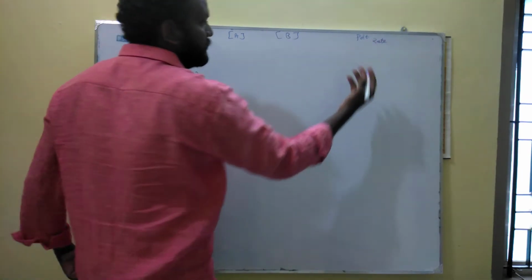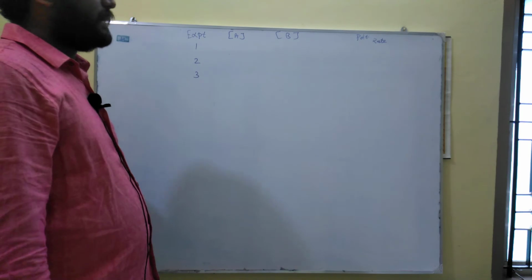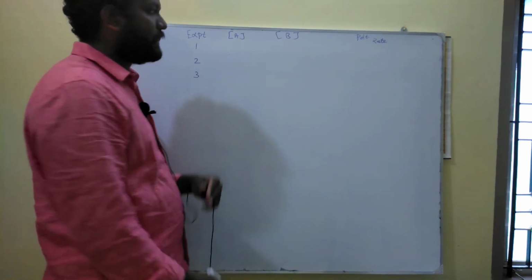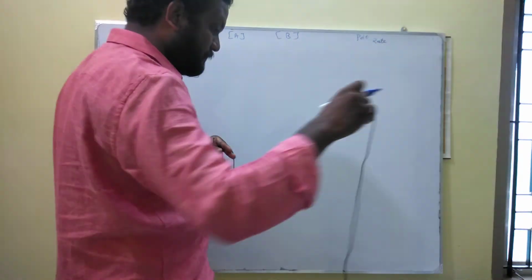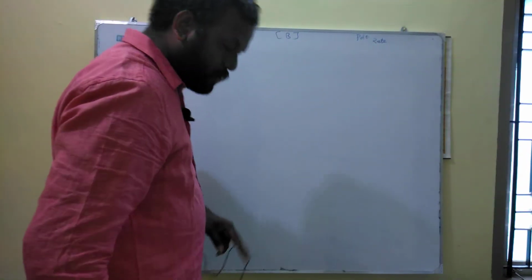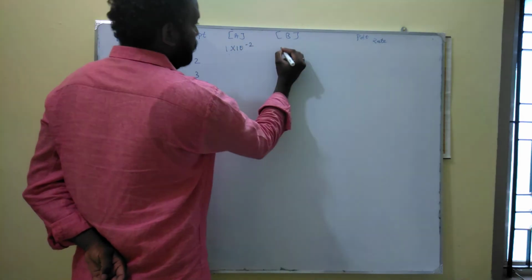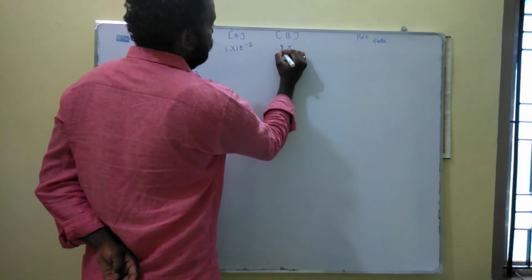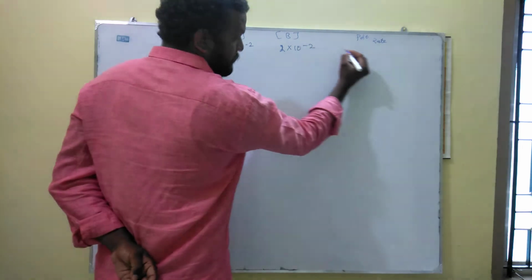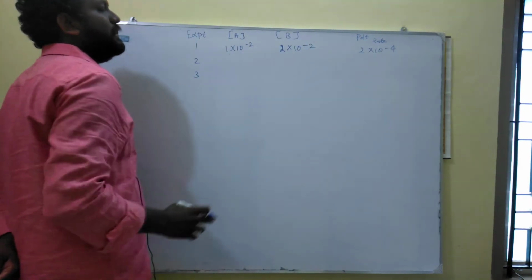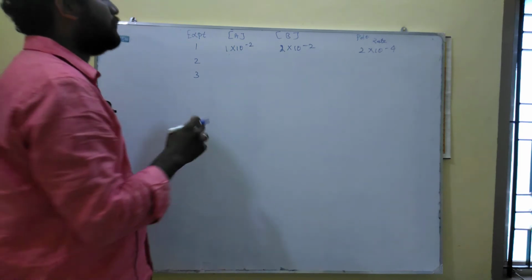The unit of rate is mole per liter per second, whereas concentration is mole per liter or mole per decimeter cube. Here the values are given like this: A is 1 into 10 power minus 2, and B is 2 into 10 power minus 2. The rate is 2 into 10 power minus 4. The unit is not mentioned here; concentration is mole per decimeter cube or mole per liter.